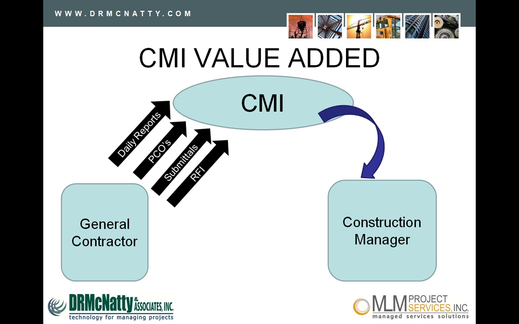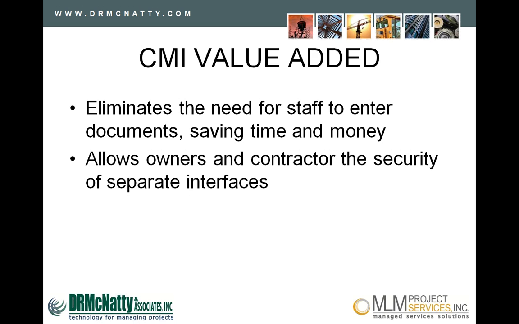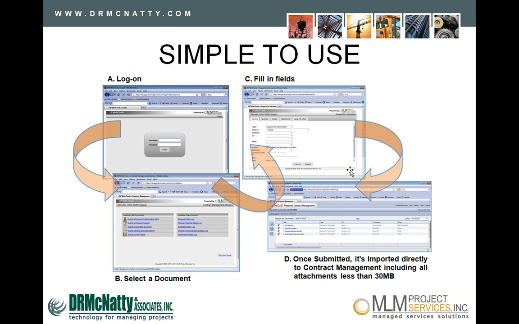So what CMI does is it takes all these attached documents, whether from a general or a subcontractor. It provides a web interface for them to enter that information in, and the web interface directly integrates the information into contract management. It eliminates the need for double entry, saves a lot of time and a lot of money, and it still allows the security of having the contractor in a separate interface, so you don't have to show them all your information within your contract management system.